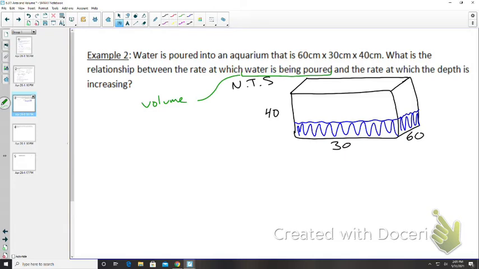And the rate at which the depth is increasing, that's going to be our height. And we know that this whole thing is 40, right? So, our width and our depth.